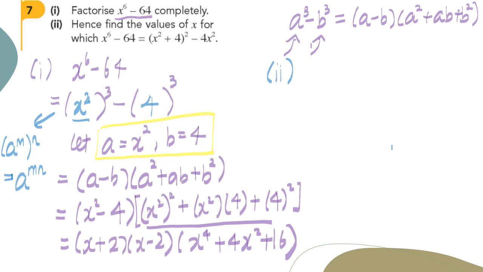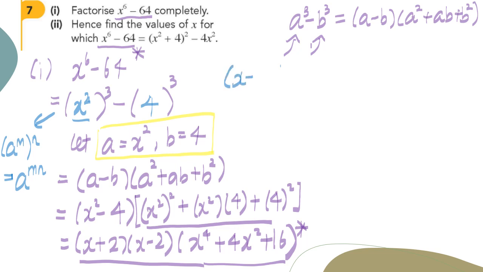Hence, to find the values of x for which. So what we are dealing with in Sec 7 Part 2 is to solve an equation. So to solve an equation means we have to find the values of x. So we have already factorized x to the power of 6 minus 64 in Part 1. So I can replace it with what we have found earlier. So this one here, I can replace it with what we found here, which I'm going to use an x3, okay, x3 to represent it. Right, so let's write down.